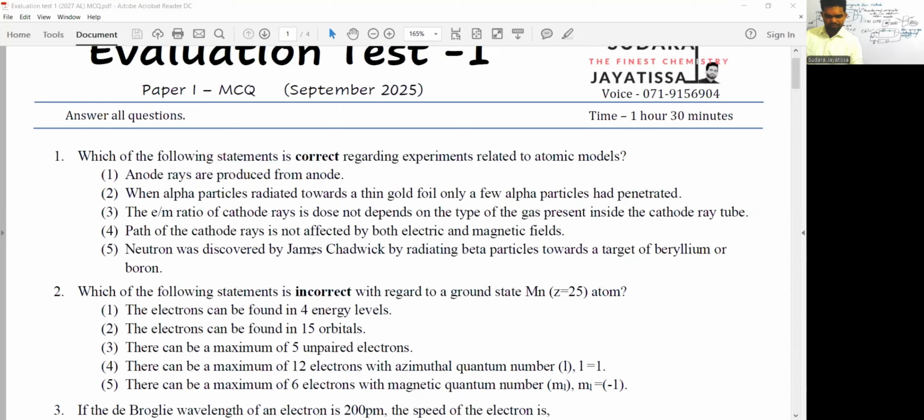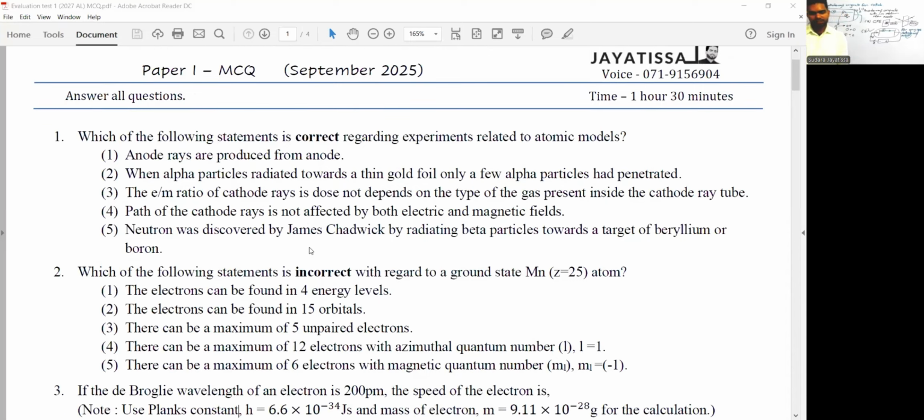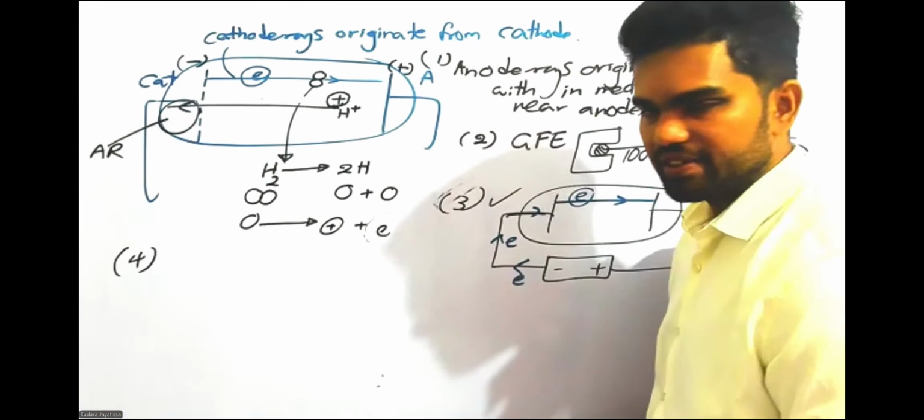See the fourth one. The path of the cathode rays is not affected by both electric and magnetic fields. That is wrong. Why? Because you know cathode rays are charged particles. Any charged particle movement will be affected by electrical and magnetic fields. So you can write that one. Cathode rays will be deflected.